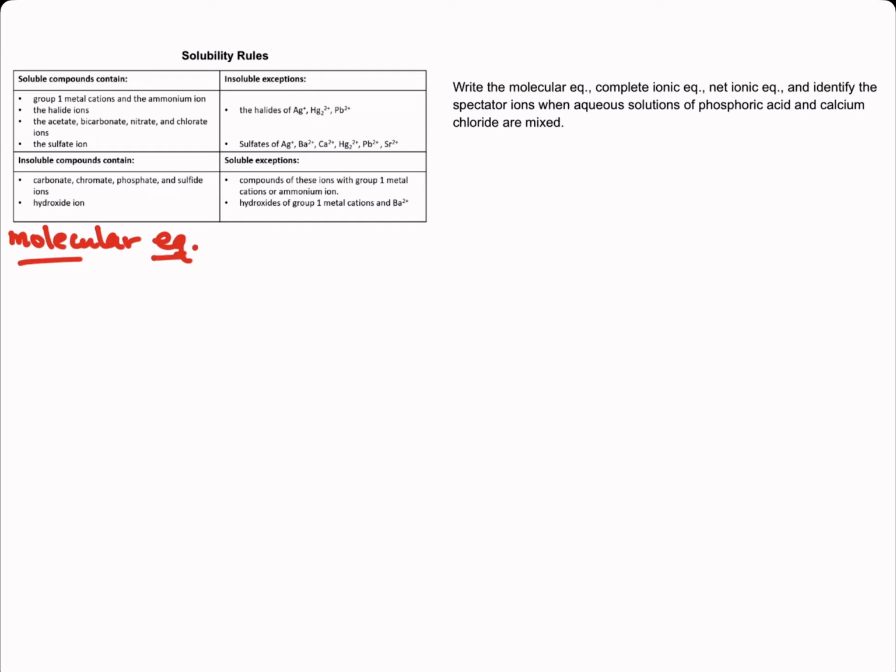Molecular equation is just a balanced equation that shows your phases. So we are talking about phosphoric acid, aqueous, plus calcium chloride, aqueous. Remember, we're going to separate our reactants into cations and anions.